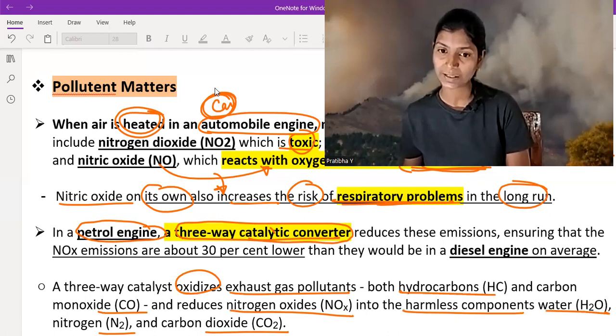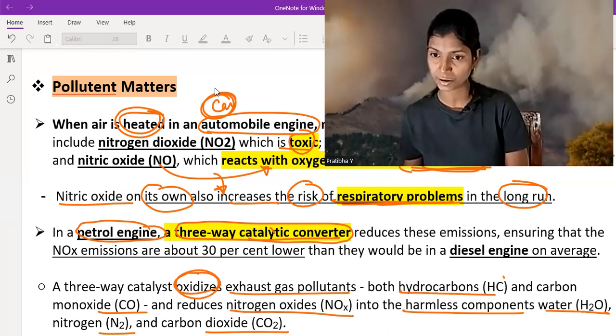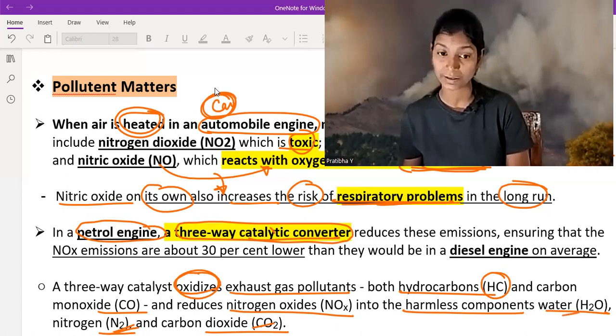This three-way catalyst converts hydrocarbon into H2O, carbon monoxide into CO2, and nitrogen oxide into N2. So N2, CO2, and H2O are harmless. CO2 is somewhat harmful, but not like the other greenhouse gases.